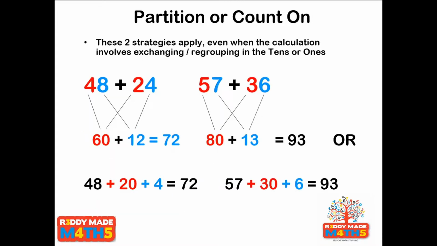As we start to cross boundaries, the same thing still applies. We've got that option of 40 and 20 is 60, 8 and 4 is 12. That's probably how the majority of children and adults would do that calculation.